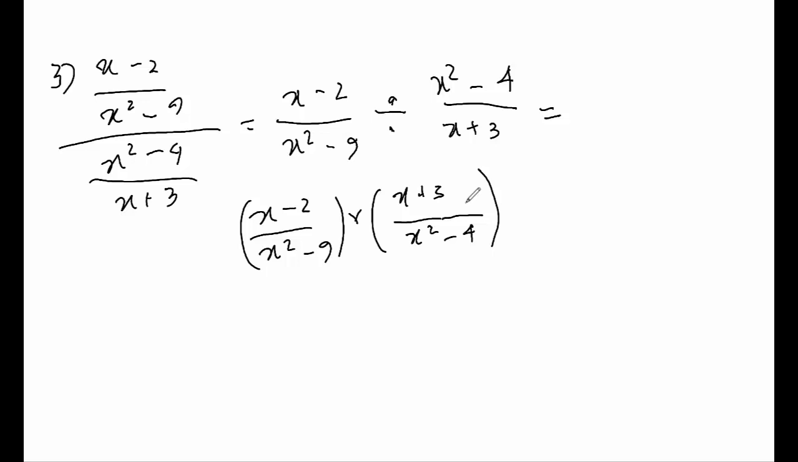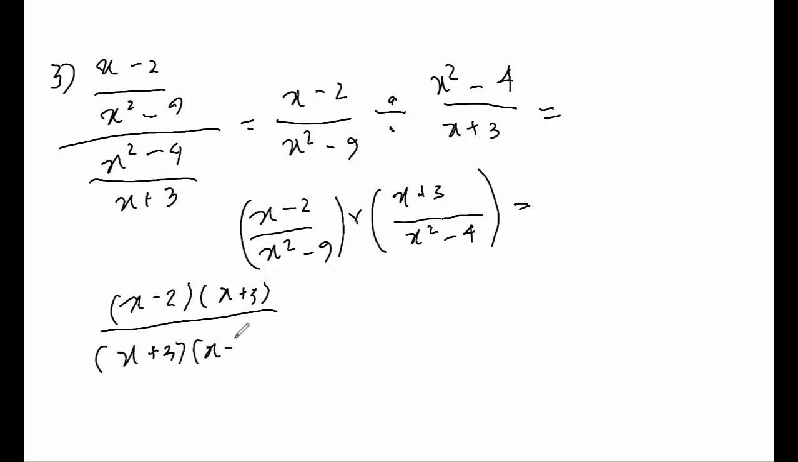Now, as we've learned before, we're going to have to factor everything out before we cancel. Otherwise, we're going to start killing kittens, and we don't want to do that. So let me just factor everything out. So I have x minus 2 times x plus 3. And here I have the difference of two squares. So I have x plus 3, x minus 3.